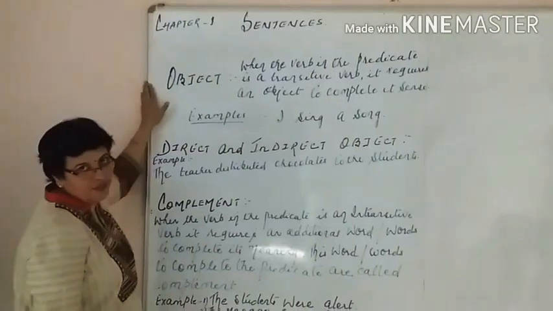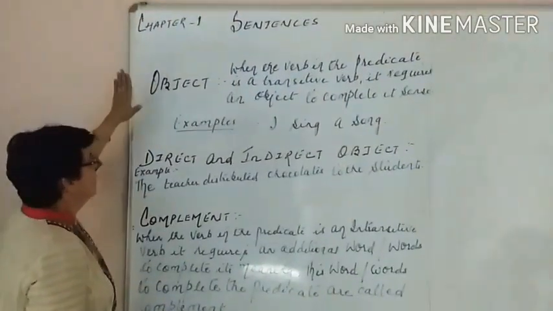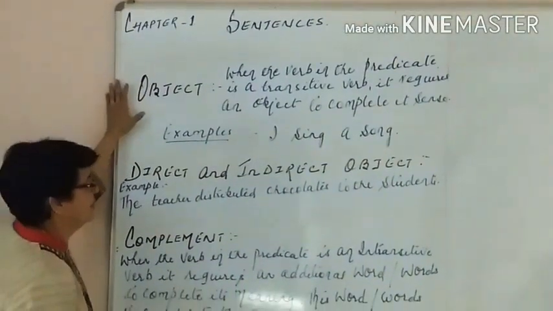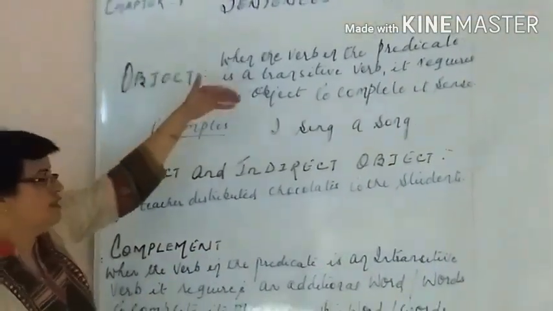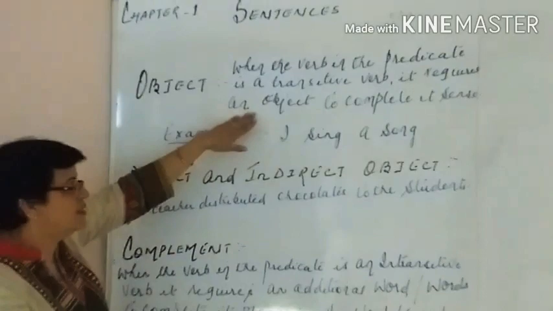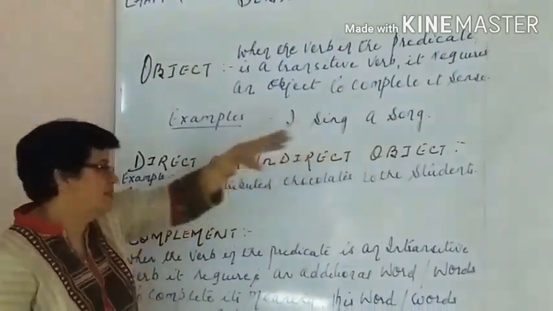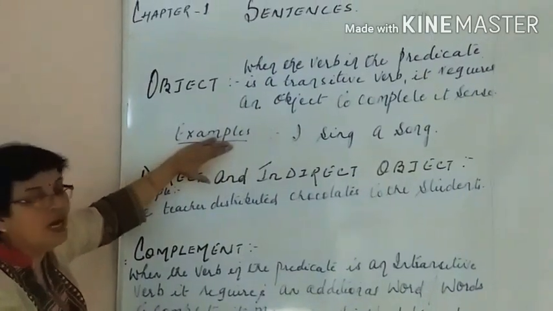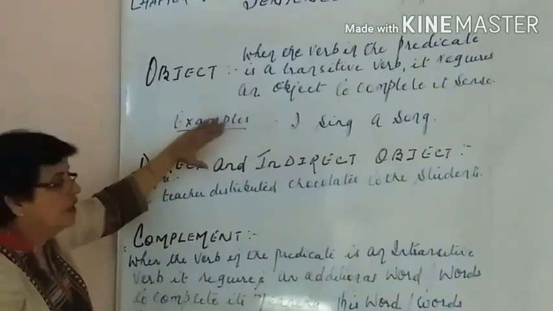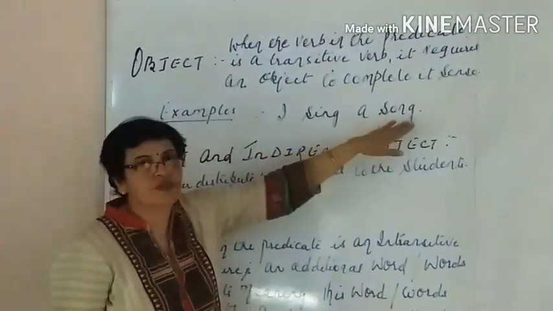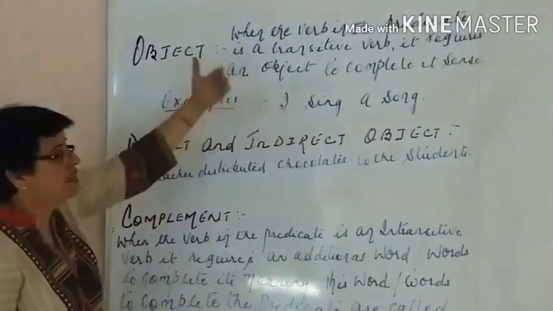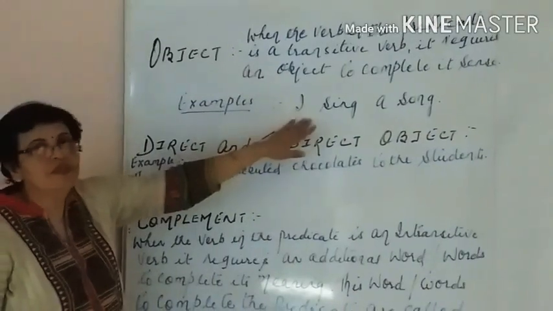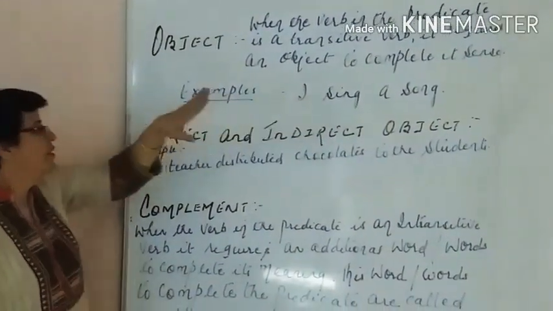Once again, I take up the object. It was not clear, I think, so I'll be repeating it. I'll be explaining once again. When the verb in the predicate is a transitive verb, it requires an object to complete its sense. It can be very well proved by the given example. I sing. I added a song. So this is an object added, and this gives a complete meaning, a complete sense to the given sentence.